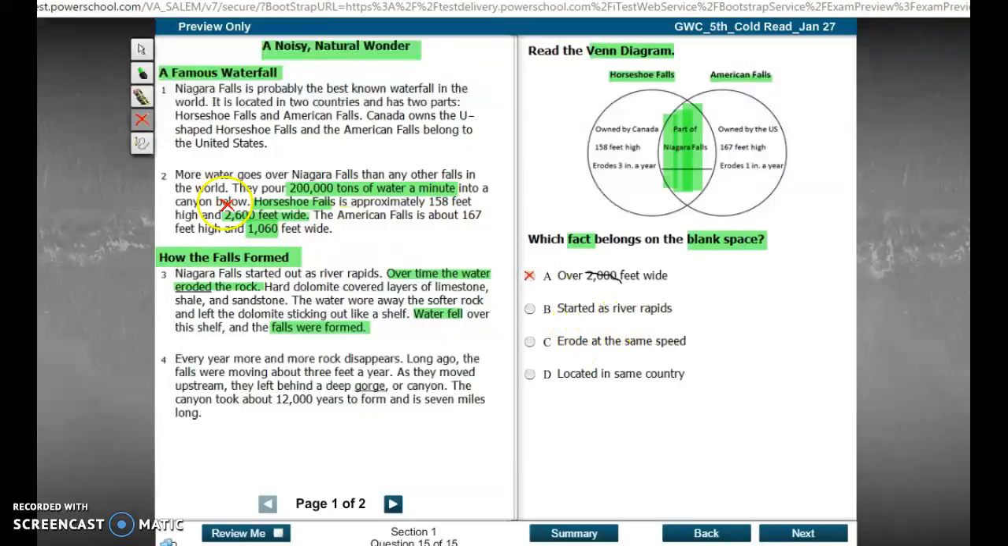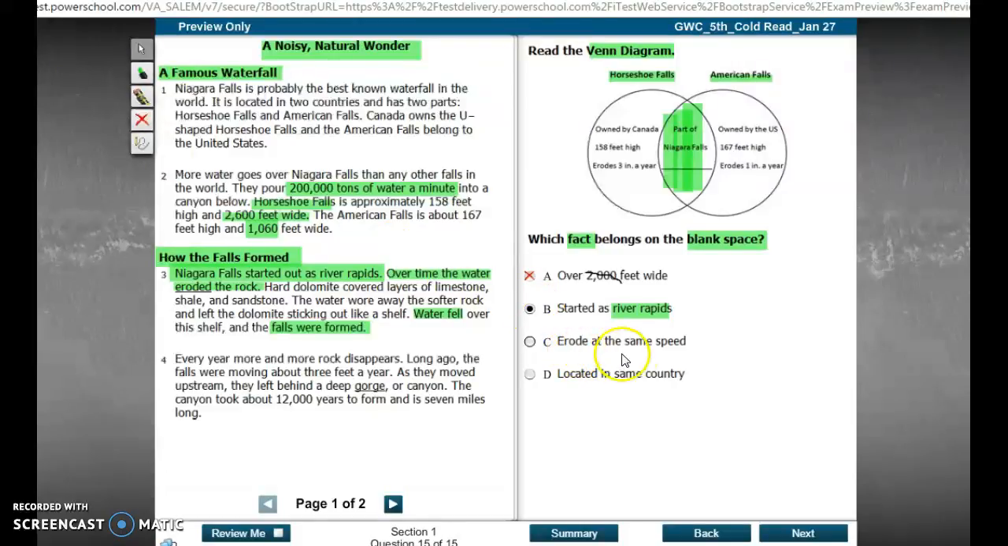B, started as river rapids. Well, we could skim. It says how the falls formed right there. Niagara Falls, so all of Niagara Falls, started out as river rapids. These are both parts of Niagara Falls. It says it right here. And it says Niagara Falls started out as river rapids. So I'm thinking that the answer is probably B, but I want to check to make sure.